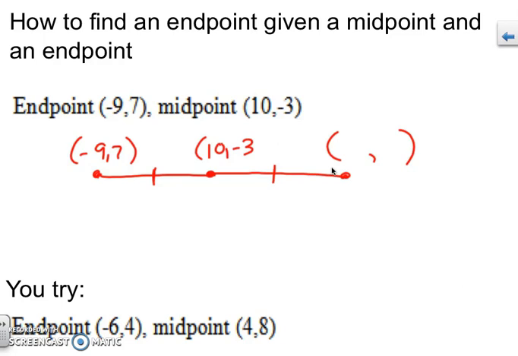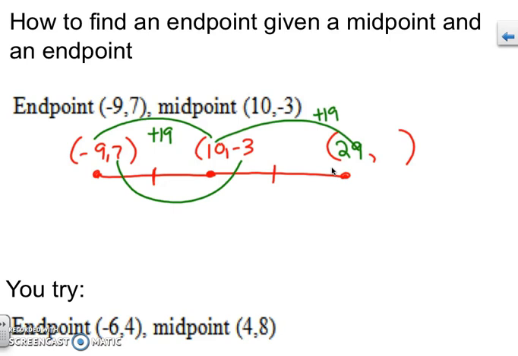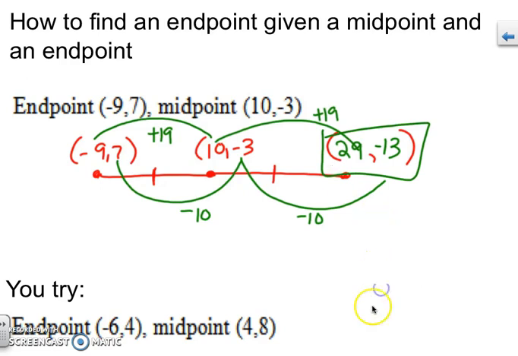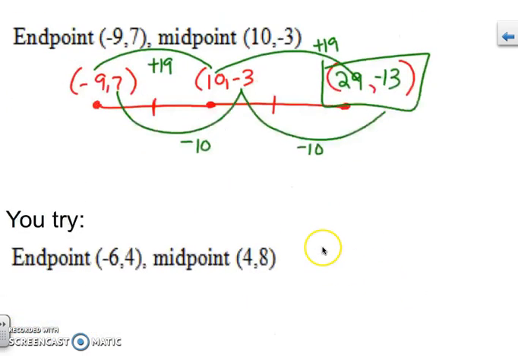But you ask yourself, how did they go from a -9 to a +10? Well, they added 19. So that's going to be true over here. And I'm going to add 19. So 10 plus 19 is 29. So that's one endpoint. Okay. And then how do they go from a 7 to a negative 3? They subtracted 10. So then I'm going to do negative 3, subtract 10, and get negative 13. And that's my other endpoint. Cool? Awesome. So you kind of just have to make sure that you find the distance and the slope from those. Okay? All right, why don't you try this one on your own?